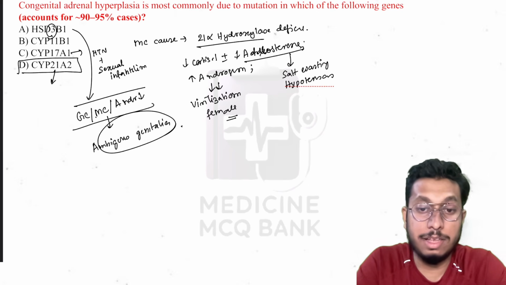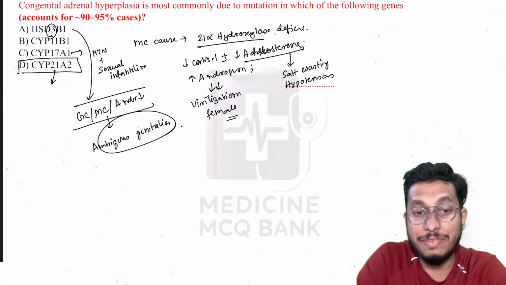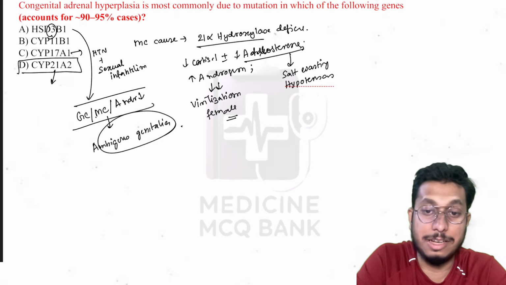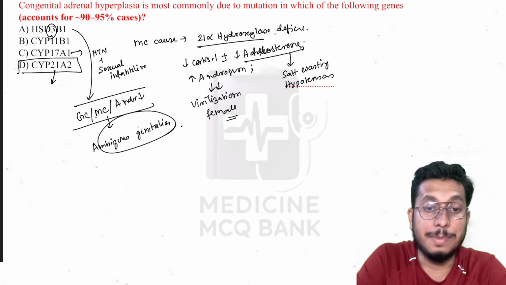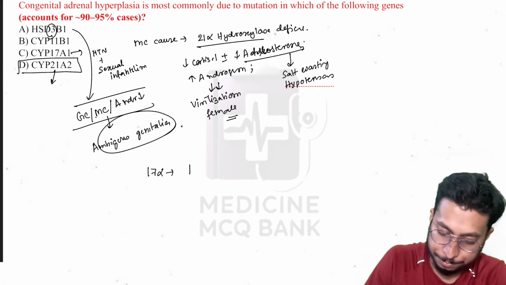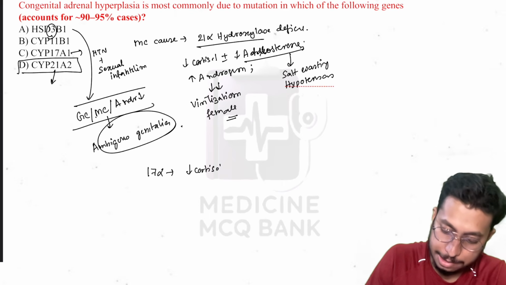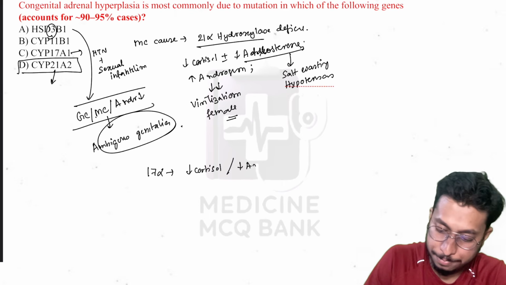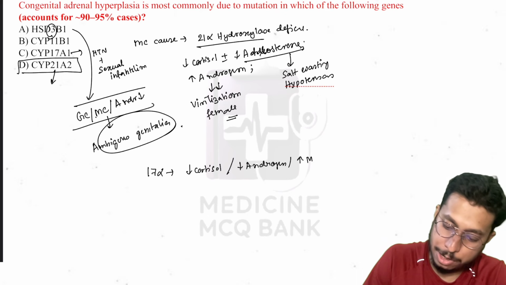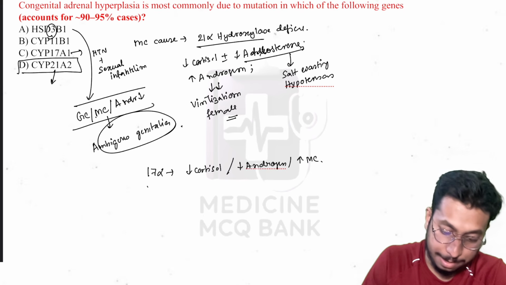Okay, so hypertension along with virilization is 11 beta hydroxylase deficiency, and hypertension along with sexual infantilism is seen in 17 alpha hydroxylase deficiency. So what happens in 17 alpha hydroxylase deficiency? There is decrease in cortisol, decrease in androgen, and increase in mineralocorticoid. Okay.